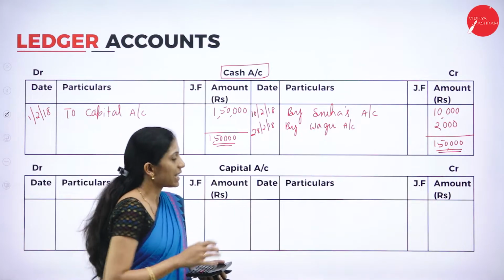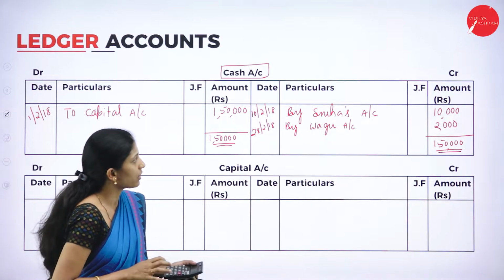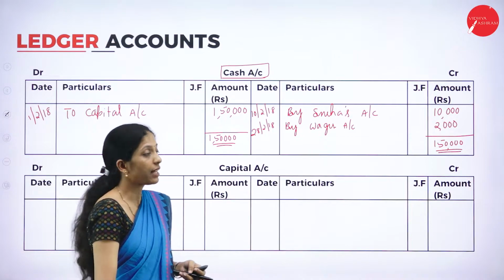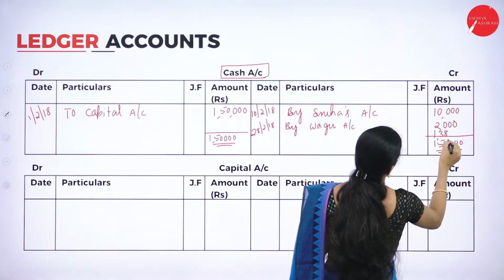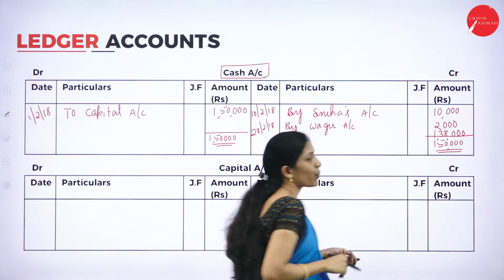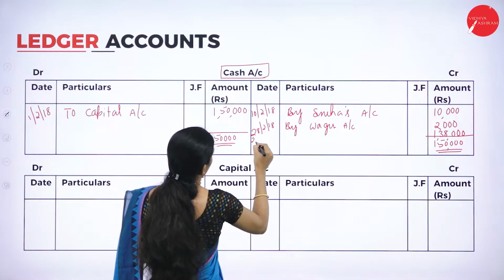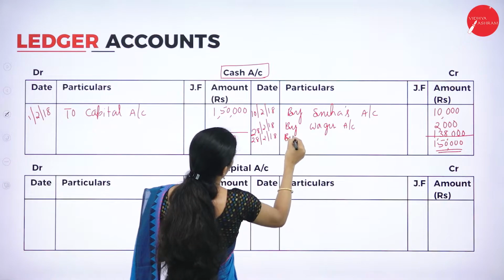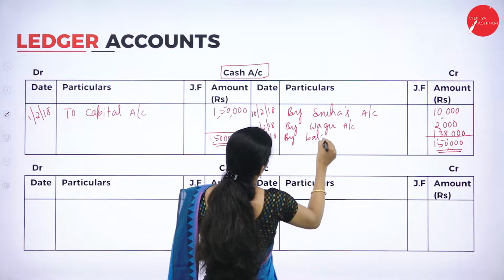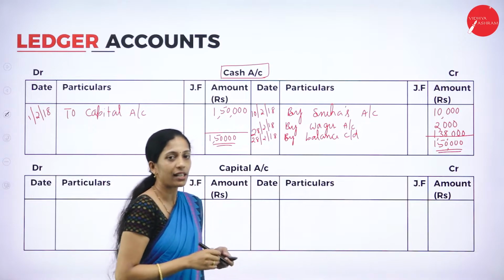So you have to minus there, that is 1,50,000 minus 12,000. So you'll get 1,38,000. So what is this 1,38,000? This is a balancing figure. So what you have to do with the balancing figure? Carry it down at the end of the month. That is 28/12/2018 by balance carried down. How much? 1,38,000.